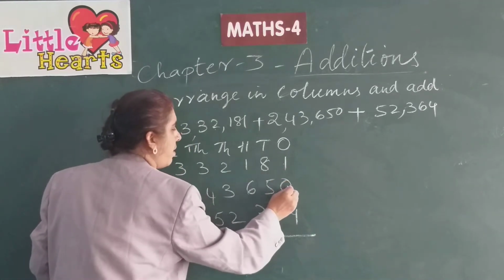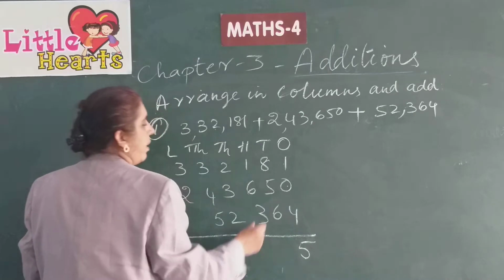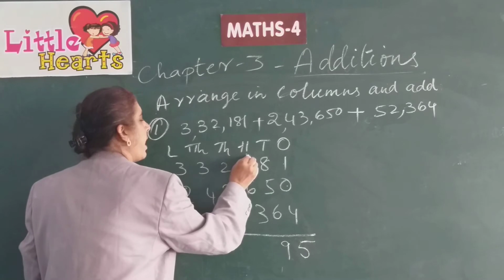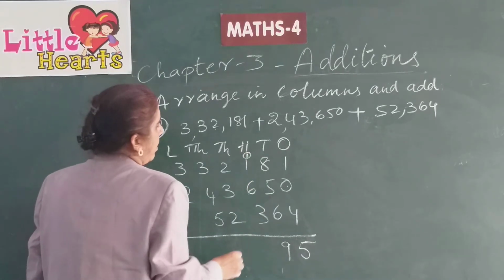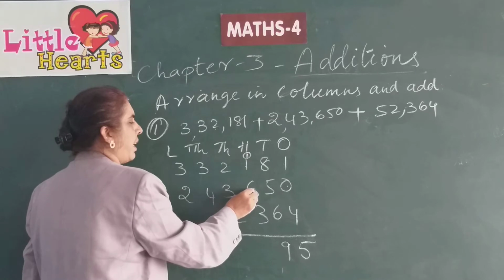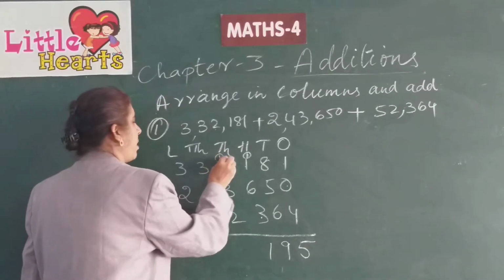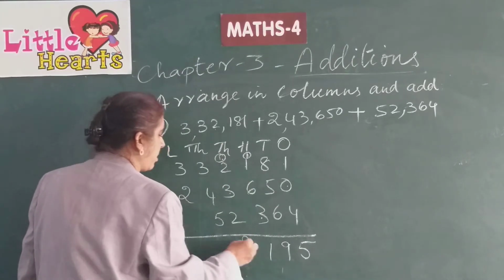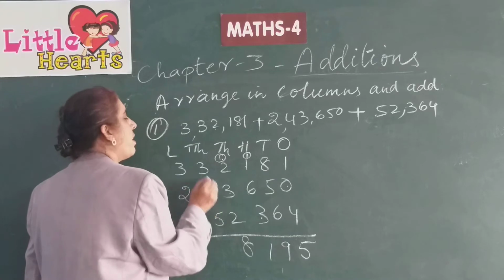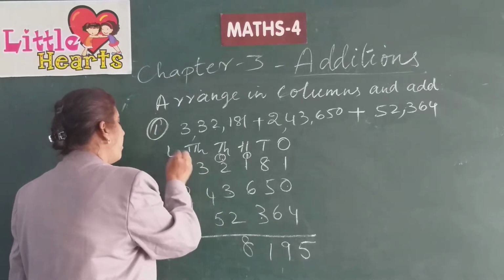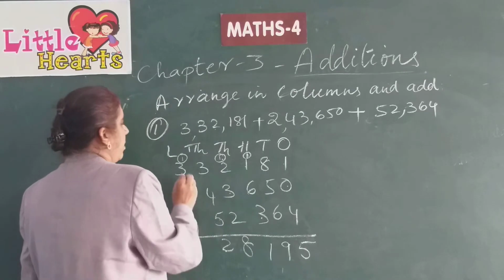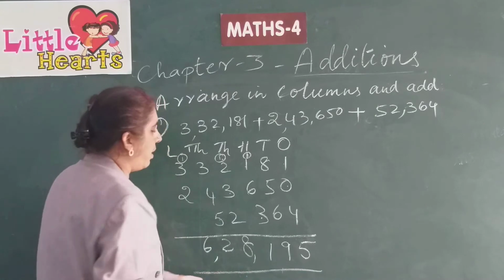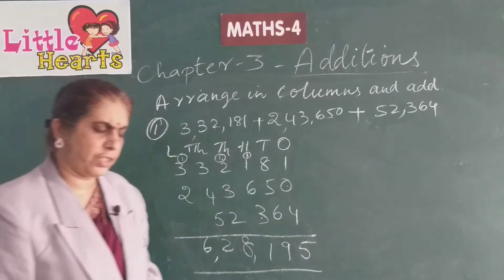1 plus 0 is 1, 1 plus 4 is 5. 8 plus 5 is 13, 13 plus 6 is 19. Just carry 1 to the hundreds. 1 plus 1 is 2, 2 plus 6 is 8. 8 plus 3 is 11. 2 plus 3 is 5, 5 plus 2 is 7, 7 plus 1 is 8. 5 plus 4 is 9, 9 plus 3 is 12. Carry 1 to lakhs. 3 plus 1 is 4, 4 plus 2 is 6. The answer is 6,28,195.